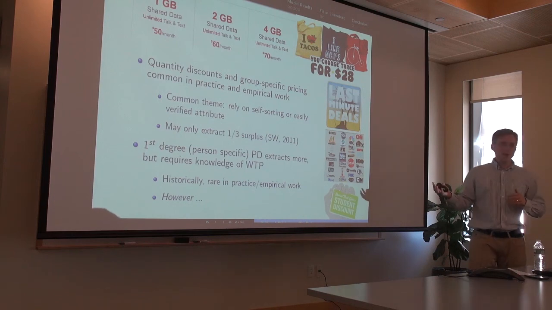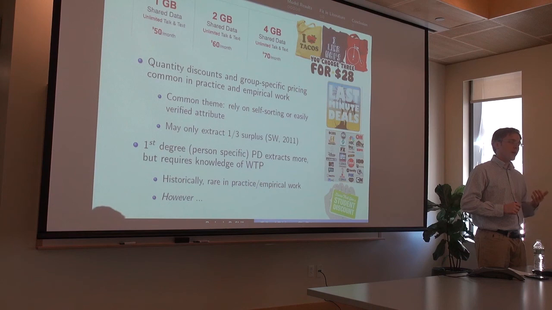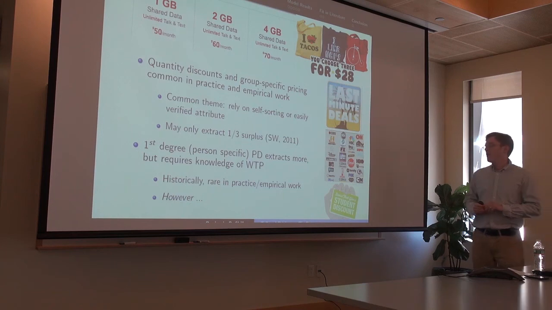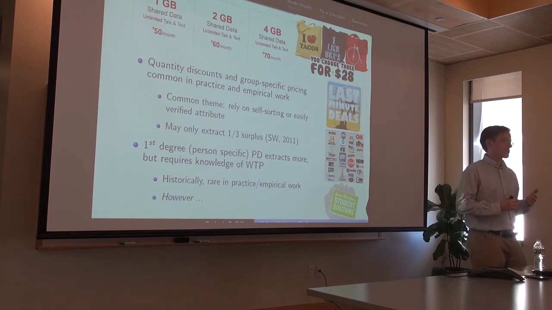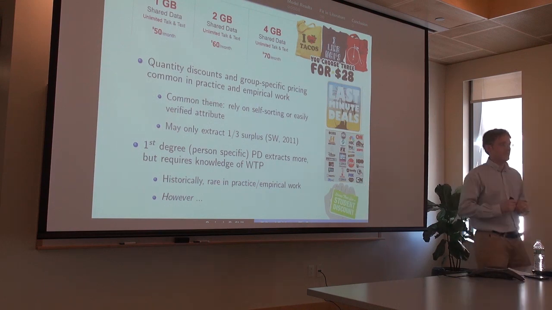Now, first-degree price discrimination, or person-specific pricing, can theoretically extract full surplus. So if it's perfect first-degree price discrimination, you would charge each person their exact willingness to pay for each item bought. There's also imperfect first-degree price discrimination, where if the firm doesn't know exactly how much to charge a person, they can still charge people somewhat different prices and raise expected profits, even though they're not extracting each person's full valuation.